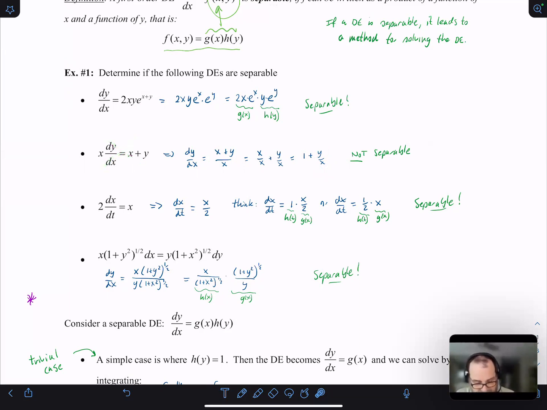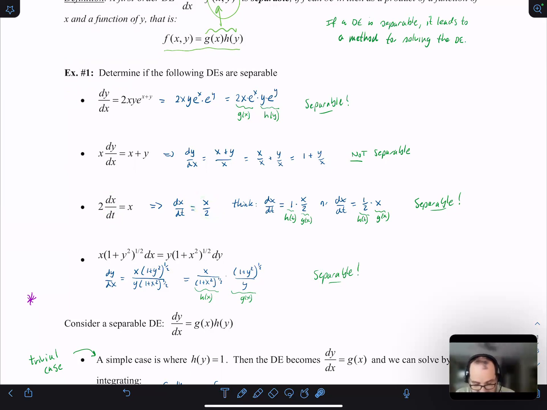The next one is 2 dx/dt equals x. In this one, again, we want to think about everything on the other side. So divide both sides by 2 and we get dx/dt equals x over 2. Note the name of the variables has changed. We now have x as our dependent variable. The x is now the name of the function, and the independent variable is called t. So now we're really looking to see, can we write this as a function of t times a function of x? And this is actually true in a trivial sense.